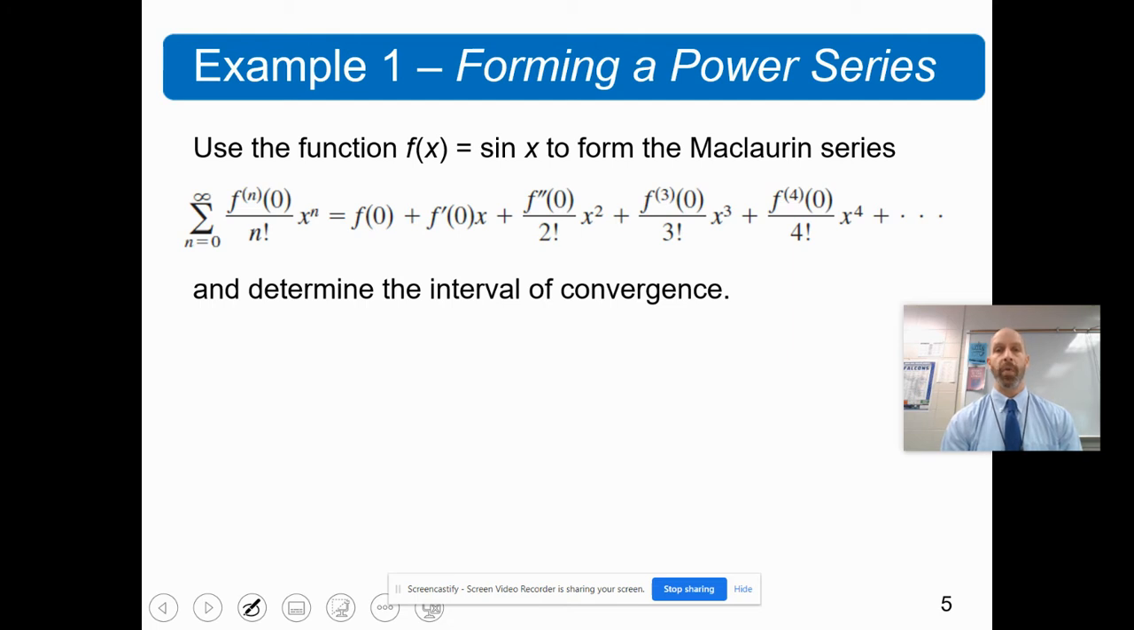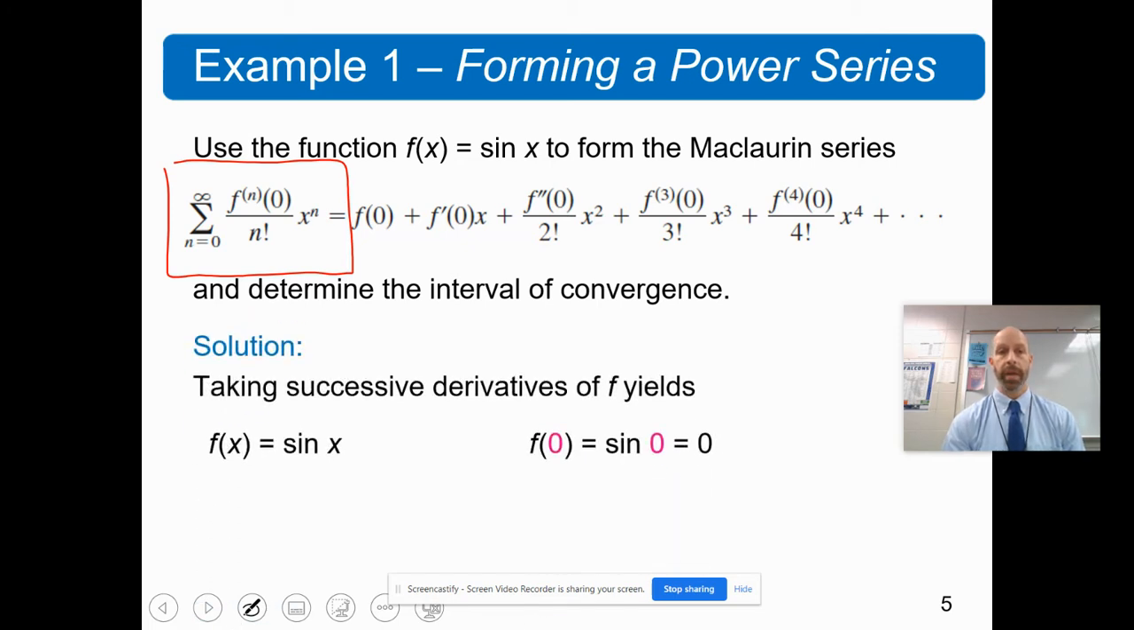So in this first example, we're going to form a power series for the function sine of x. We're going to go ahead and make this a Maclaurin series, so we're going to have our center be at 0. So our definition tells us that we just need to do the summation from n starting at 0 to infinity, the nth derivative at 0 over n factorial times x to the n, which is going to give us the following in expanded form. And we also want to determine the interval of convergence. So first, we know that f of x is equal to sine of x.